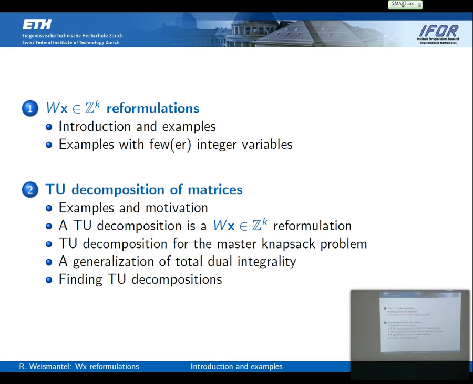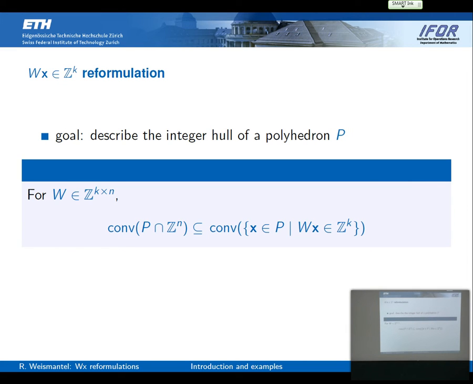And so now this is the outline of my talk. I would like to begin with a few examples that show you that sometimes you can do something, and then explain a general construction which explains this kind of machinery, if you like. This is what I call TU decomposition of matrices. So let me begin with a few little examples.